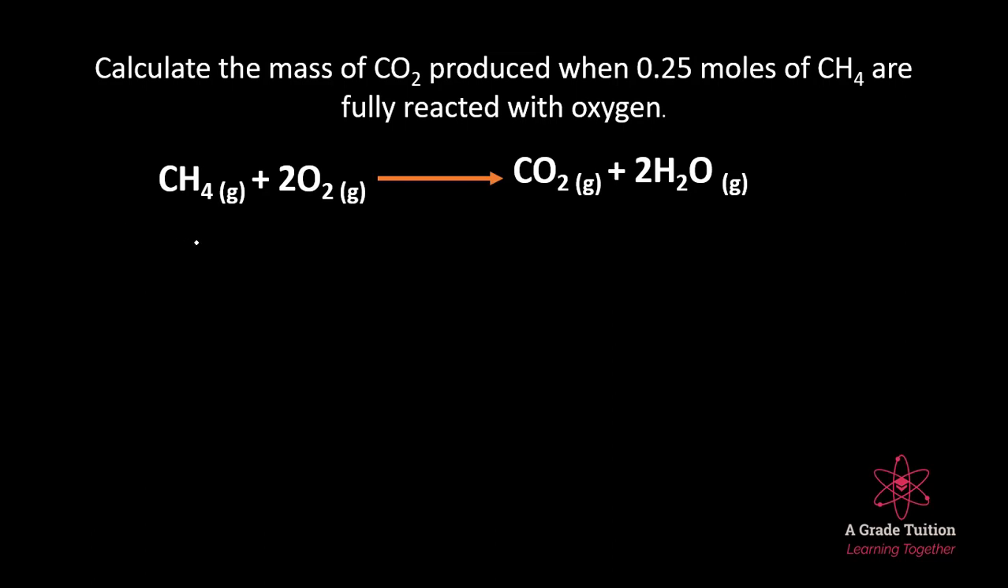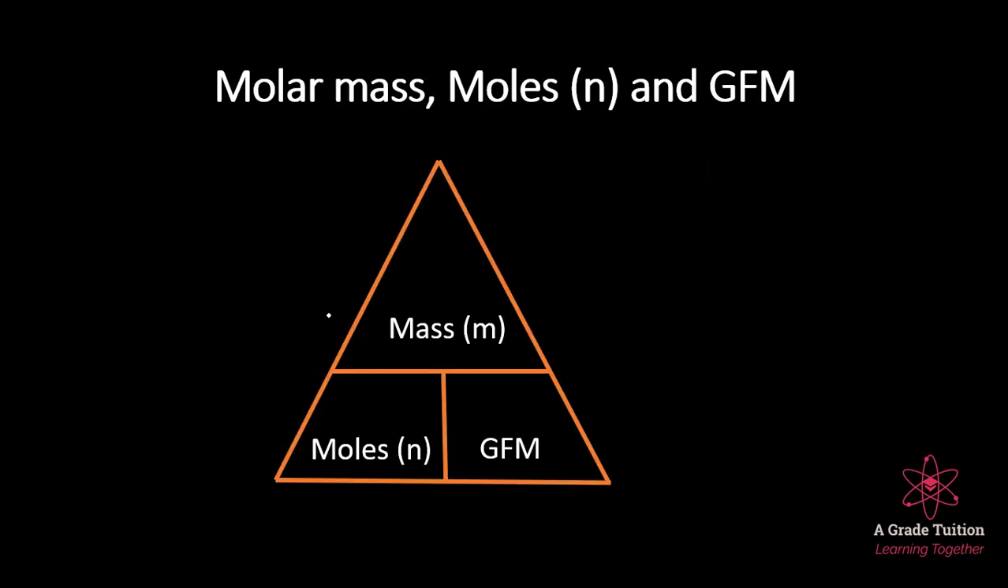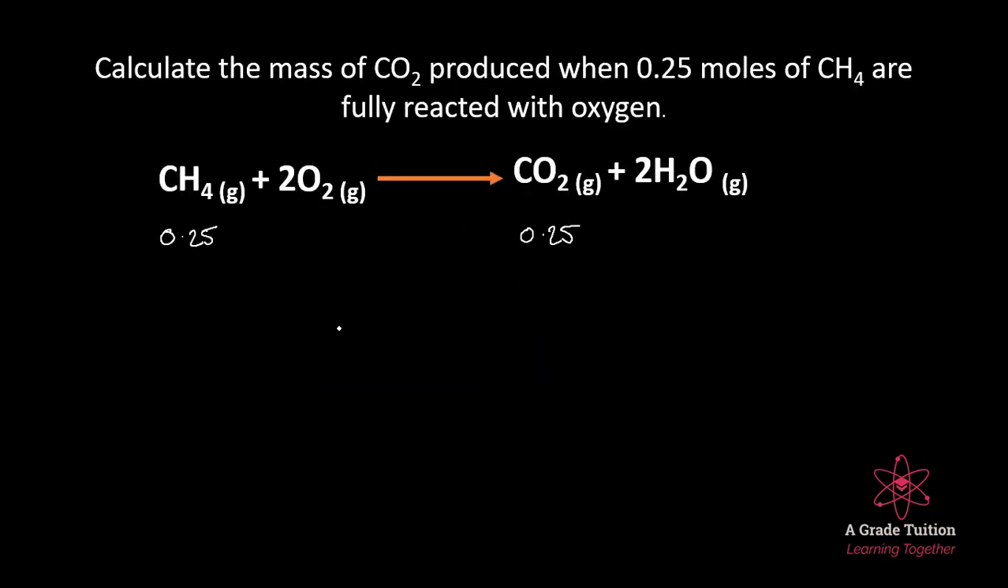So if we look at the equation here, this equation is balanced, and 1 mole of methane reacts to produce 1 mole of carbon dioxide. So we can say that 0.25 moles of methane produces 0.25 moles of carbon dioxide. It's a 1-to-1 mole ratio. So using this triangle here, mass is equal to moles times GFM.